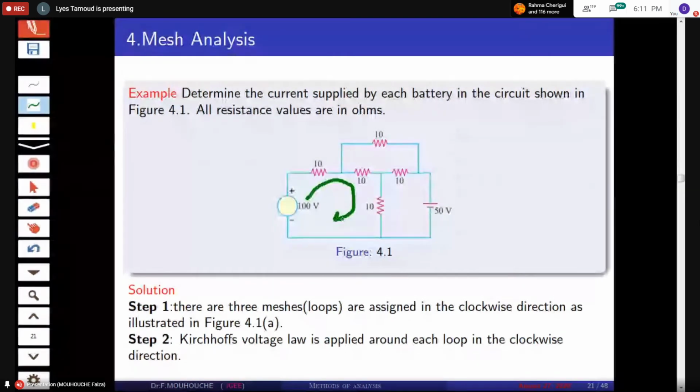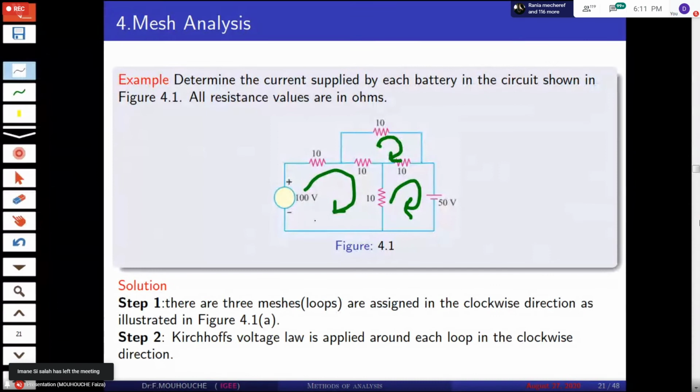This is the first loop, independent of this. This is the second one, and this is the third one. We can put here I1, like that, I2, and I3.